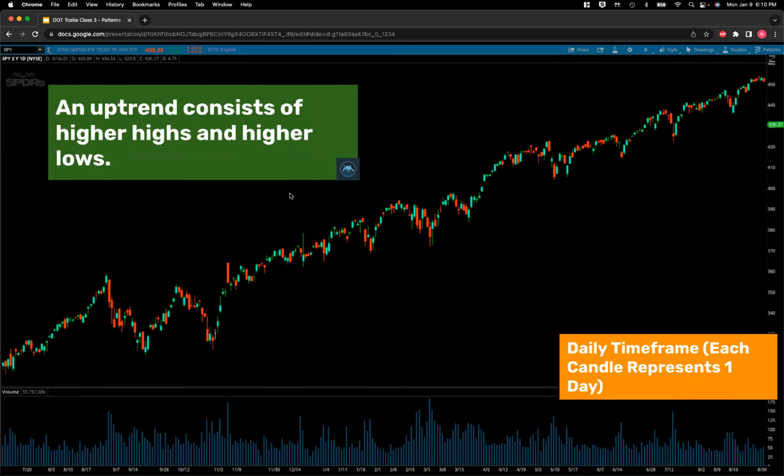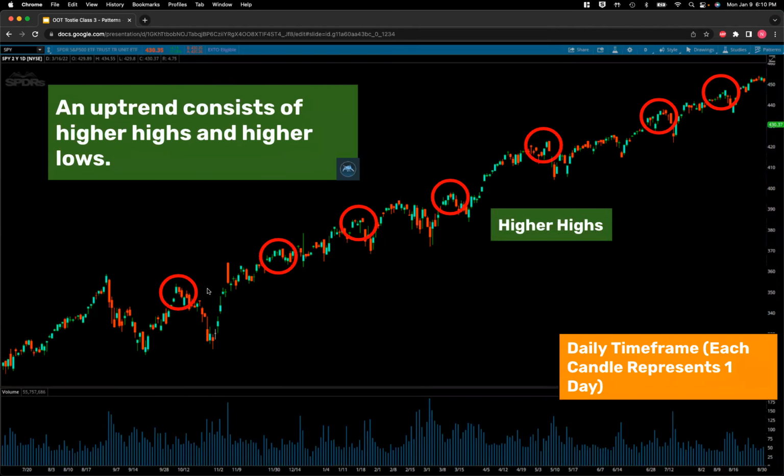In the market, there's two different types of trends, really. There's an uptrend and a downtrend. And here I have a really nice, pretty much perfect uptrend. My definition, and the generally accepted definition of an uptrend in the market, consists of higher highs and higher lows. Just for your own background, this is the daily time frame, meaning each one of these candles represents one day.